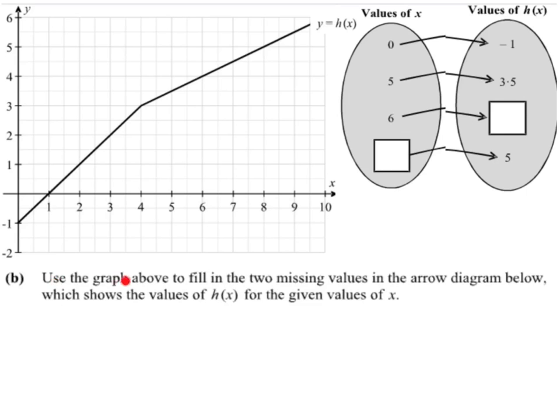Okay, part B says use the graph above to fill in the 2 missing values in the arrow diagram below, which shows the value of h of x for the given values of x. So these are our values of x, and these are our values of h of x, or values of y. h of x and y mean the same thing. So we're trying to fill in these missing boxes, but we have to use the graph.